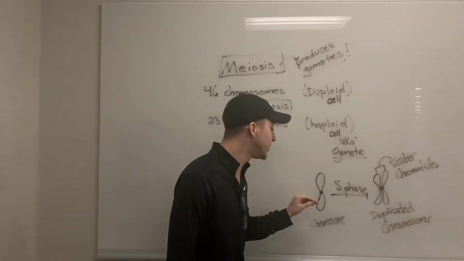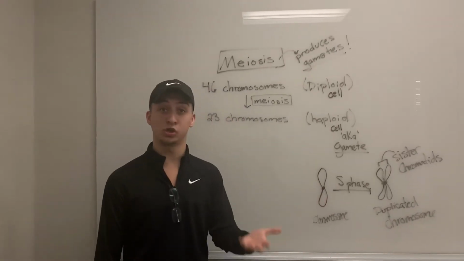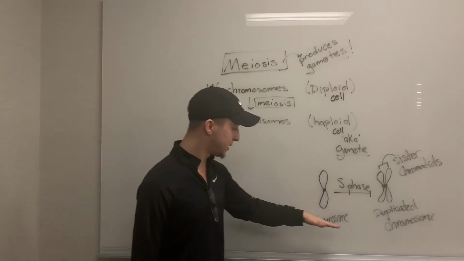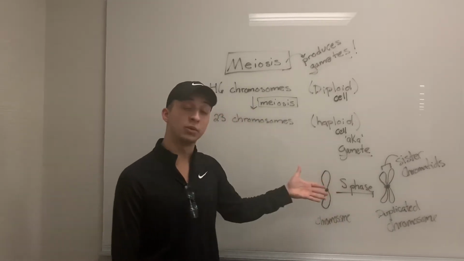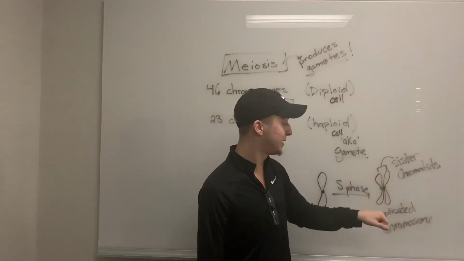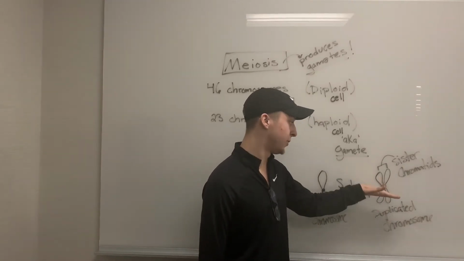Just to clarify what these images mean, sometimes students struggle and confuse some of the working components here. This here is just a single chromosome, and after going through S phase, you result in the sister chromatids here held together by their centromere.